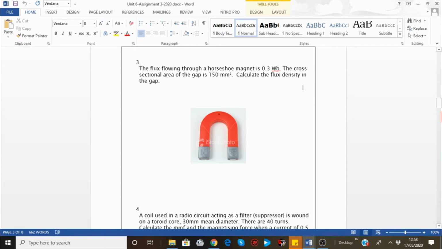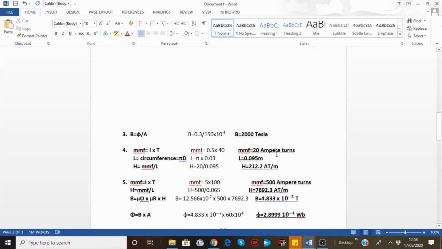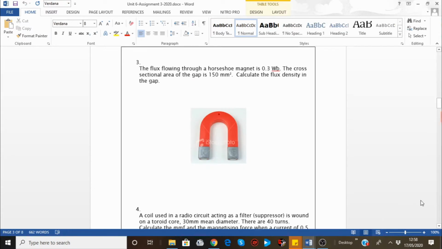And calculate the flux density in the gap. It's very simple. The formula for that is B equals phi over A. B is 0.3 over 150 times 10 to the power of minus 6. You do that calculation. B, or flux density, is 2000 Tesla. Next question.